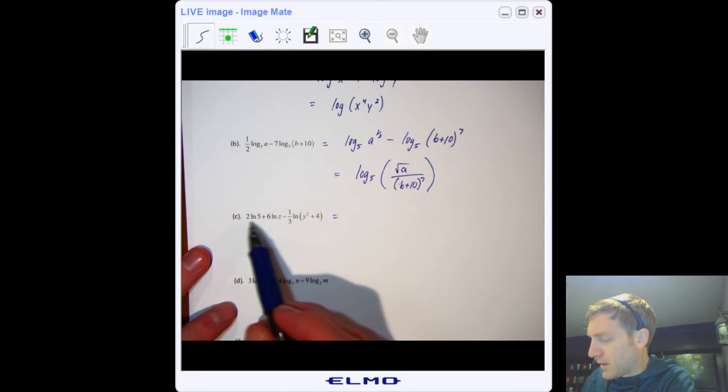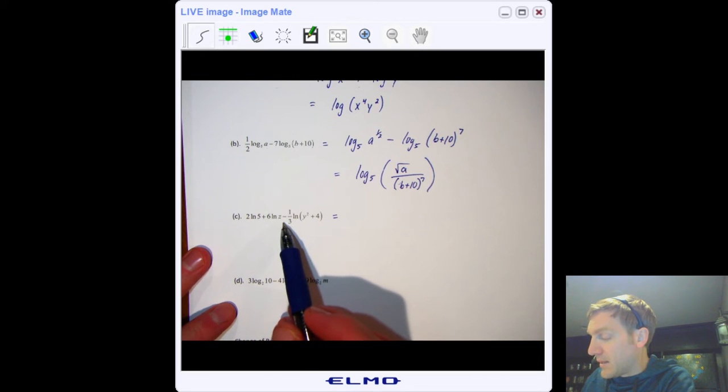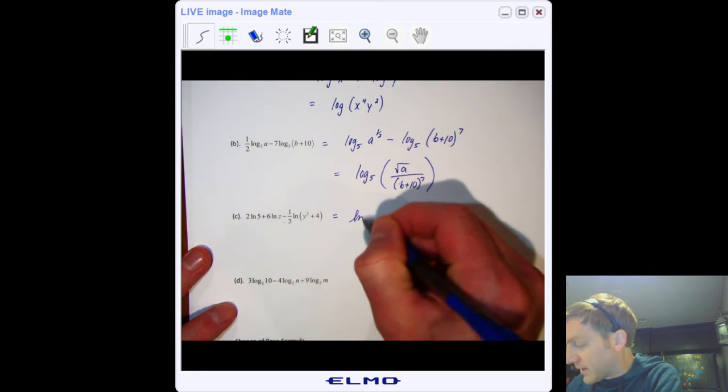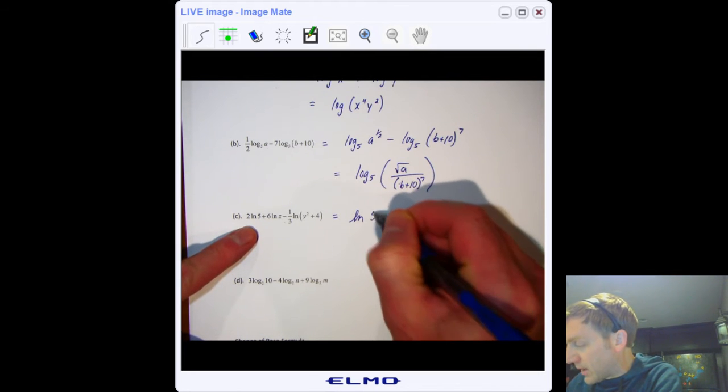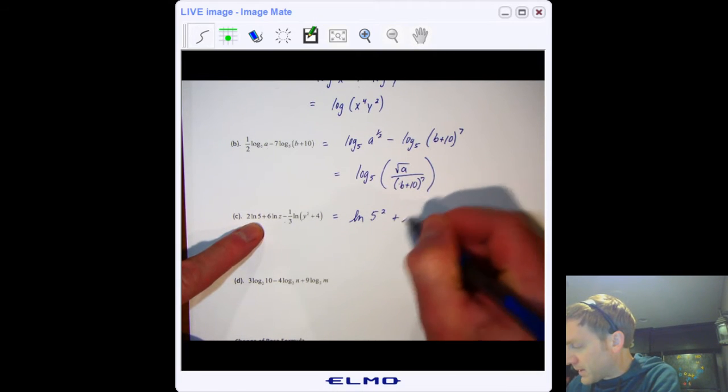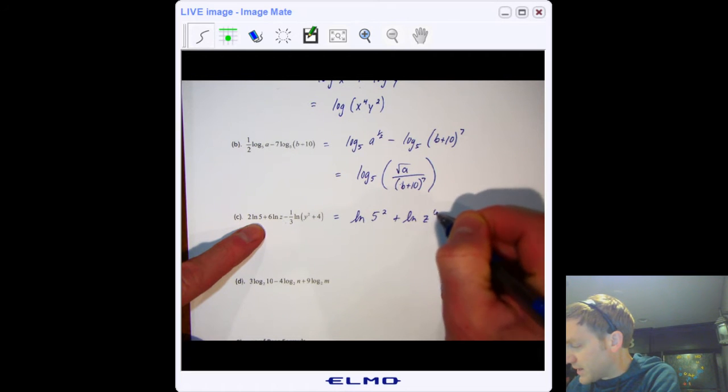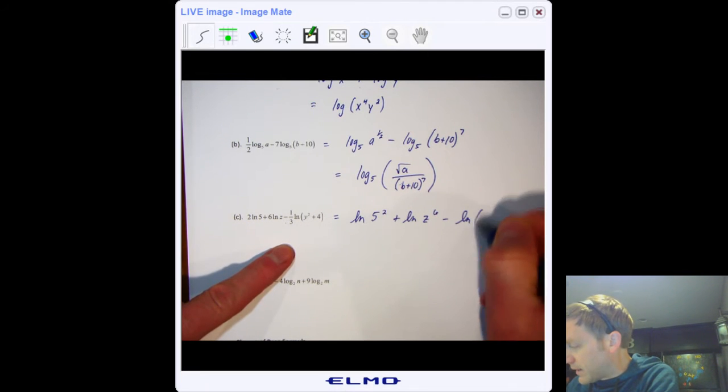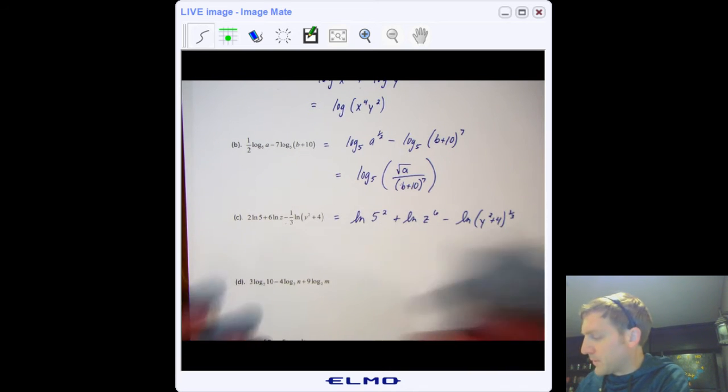Okay, next one. Part C. I've got a sum here and a difference. So I'm going to do multiplication and division. Once again, first I'm going to bring the exponents up. So ln of 5 to the 2nd plus the ln of z to the 6th power minus the ln of y squared plus 4 to the 1/3.